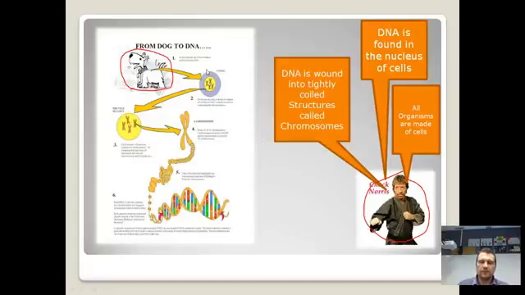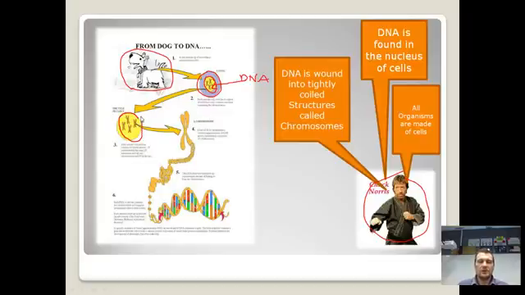Now, here is a cell, in this case a dog cell. And inside the cell, part of the cell structure, is a structure known as the nucleus. And inside the nucleus is where we find DNA. So every cell in a living thing that has a nucleus contains DNA.